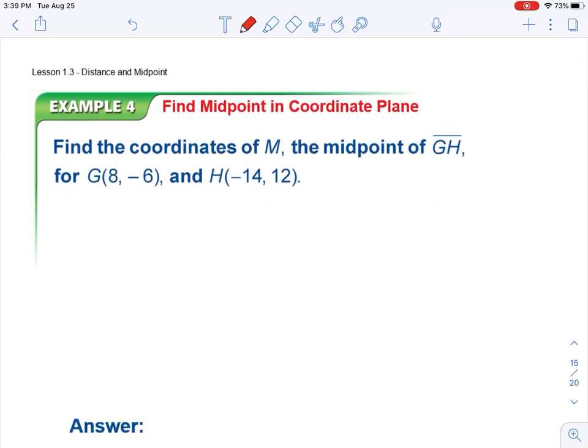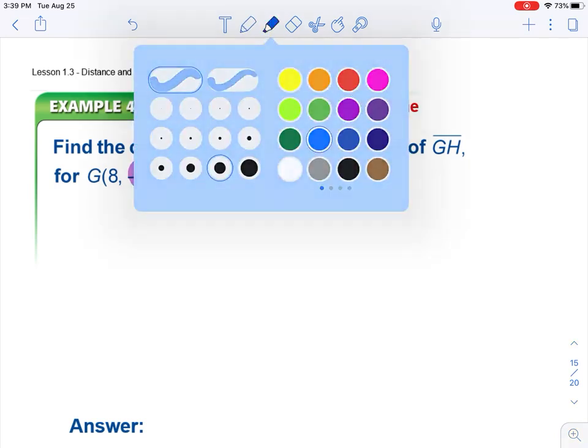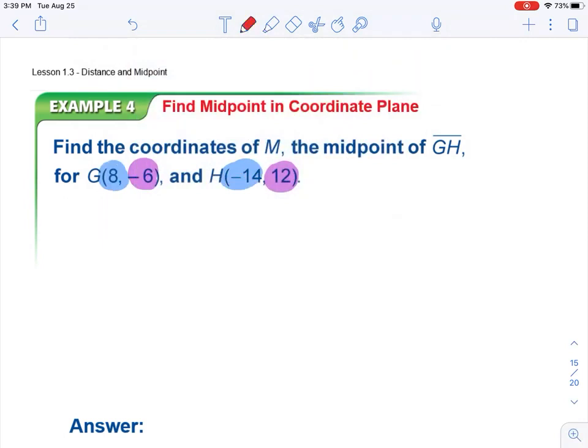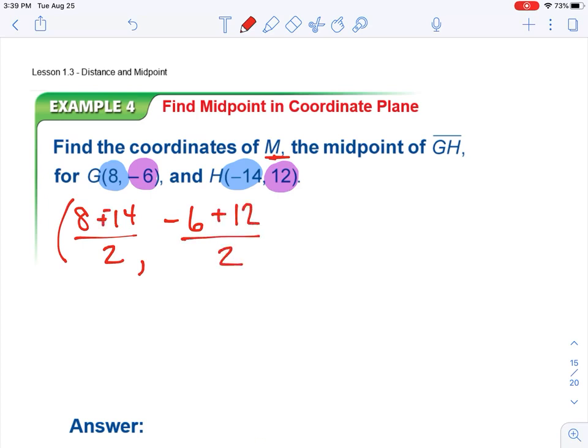So we're going to find the coordinates of M, the midpoint of GH. So we are going to find the averages of our x's, the averages of our y's, and label it M. So we have 8 minus 14 divided by 2. We have negative 6 plus 12 divided by 2. Now when I said minus 8 minus 14, I meant plus a negative 14, just so you don't get confused.